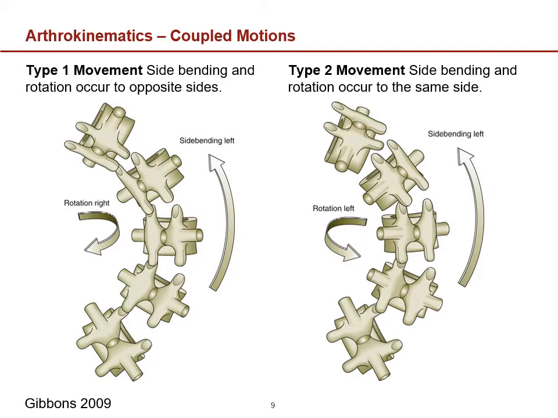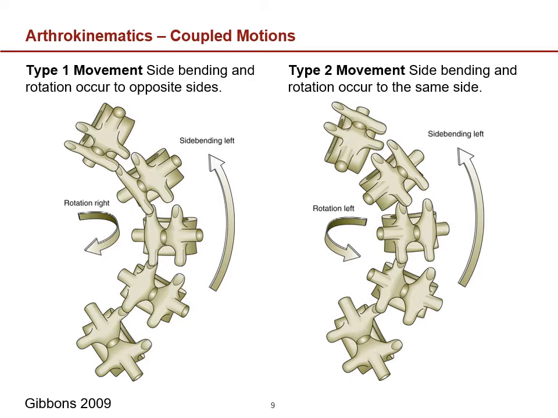Okay, it's important as we go through this to have some nomenclature and some context for coupling motions. According to osteopathic convention, there are 2 types of movements here. Type 1 movement is side bending and rotation occurring to opposite sides. So that's opposite of what we just said in the cervical spine.